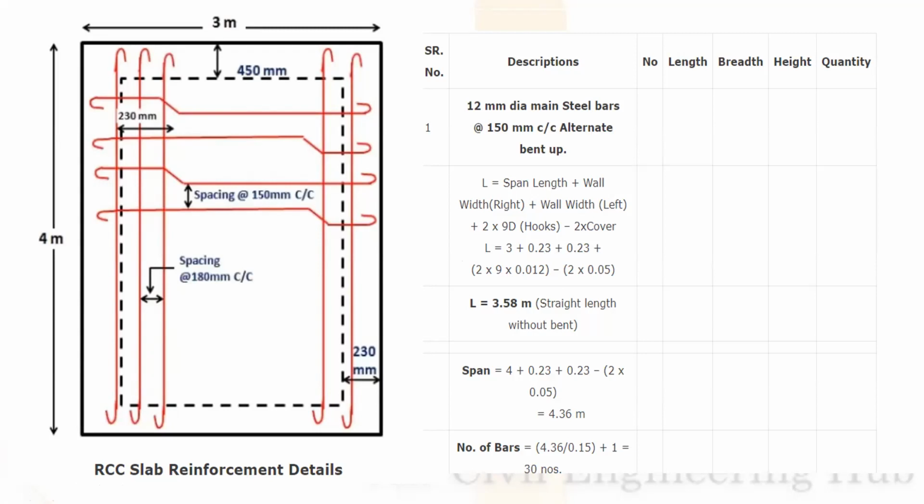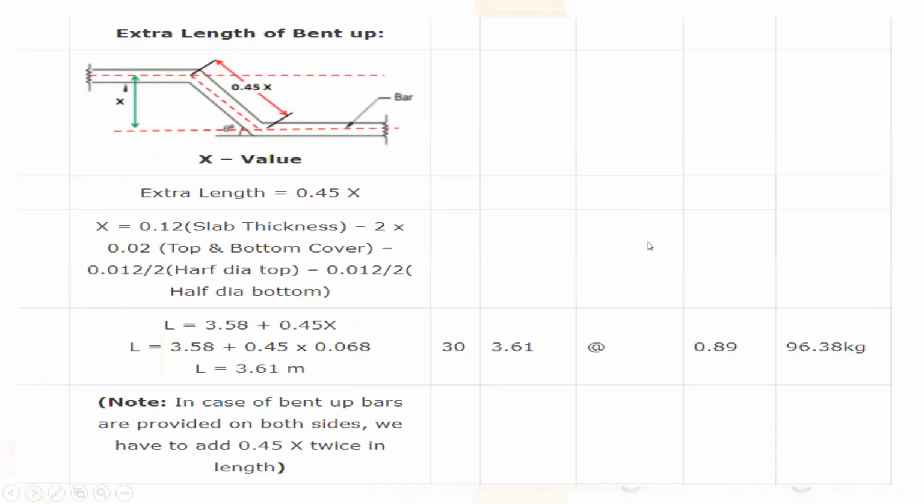That means straight length without a bend: span 4 plus 0.23 plus 0.23 minus 2 into 0.05, that is the cover, will make 4.36 meter. Number of bars: 4.6 minus divided by 0.15 plus 1, that is n plus 1, will make 30 number of bars. Extra length for a bent up.